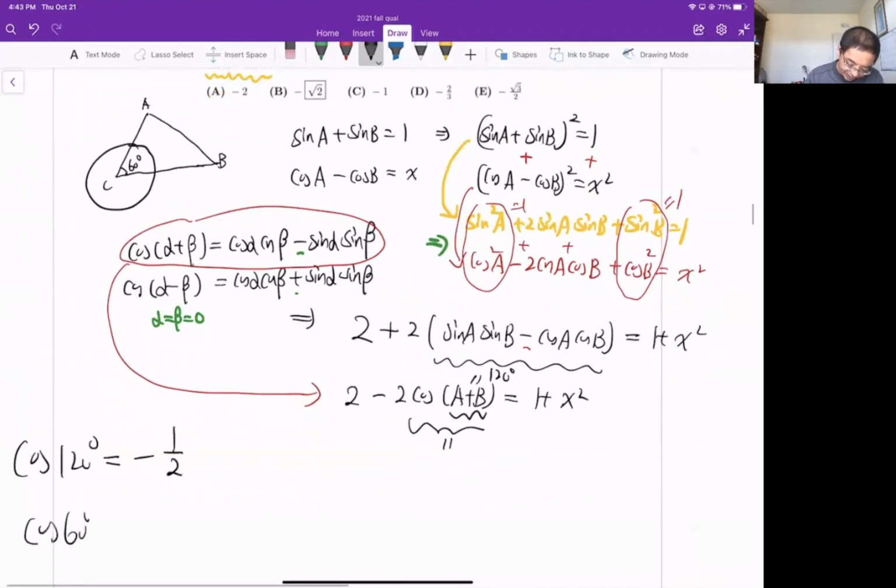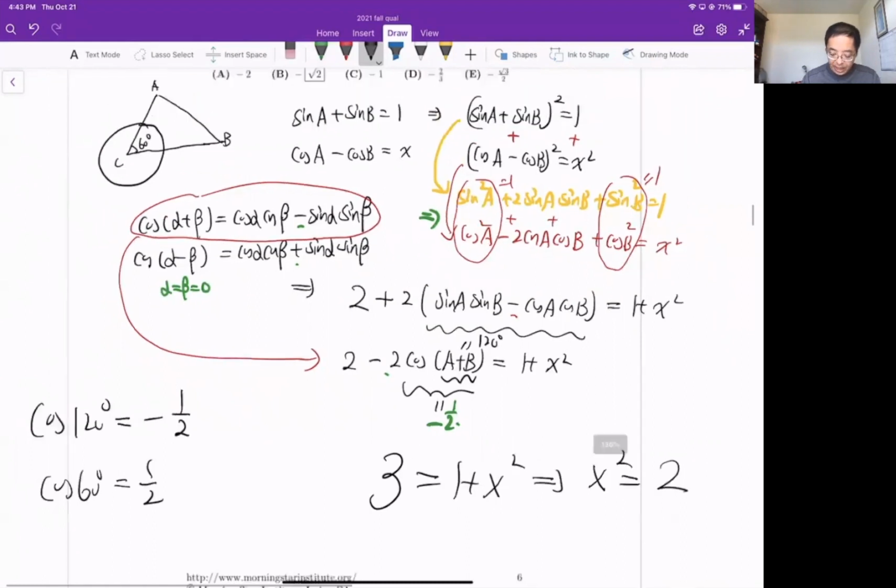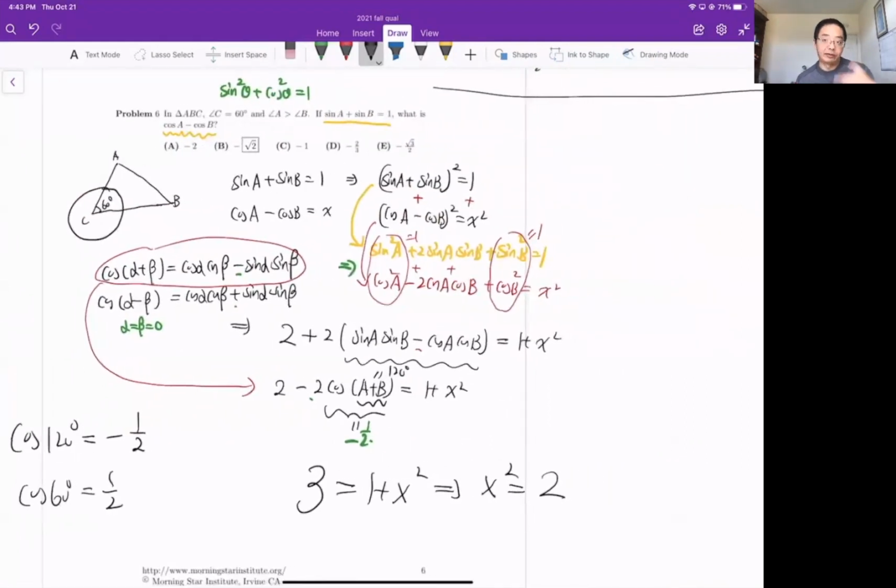So cosine 60 is 1/2 and cosine 120 is negative 1/2. All right, and then this gives us negative 2 times negative 1/2. Okay, so 2 times negative 1, so you get 3 equals 1 plus x squared, and this gives us x squared equals 2. Now, if x squared equals 2, then we have two choices. Either x is square root 2 or it's negative square root 2.